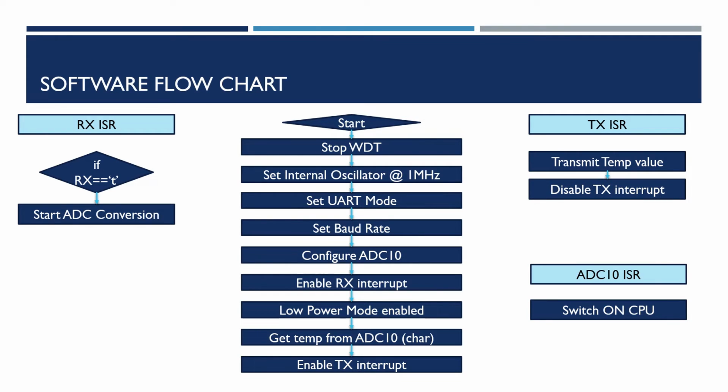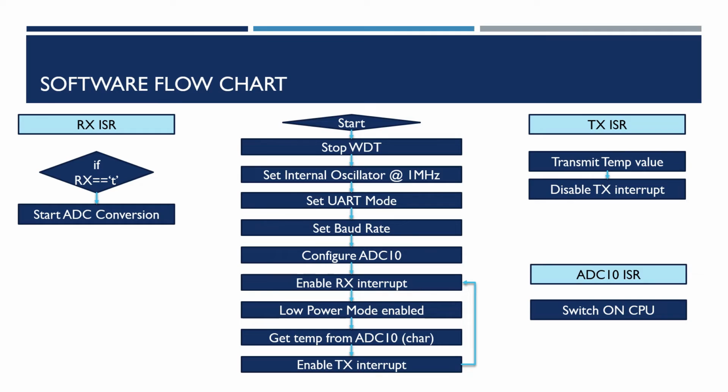The moment we do that, the transmit ISR is invoked, wherein we transmit the temperature value and then we disable the TX interrupt. Once this is done, we are back into the main flow, wherein we again begin from enabling the RX interrupt. So basically this whole program runs in a loop. And again, if we receive another request with the letter T, we start the ADC conversion and give the value on demand, whatever the temperature is at that point in time, and again transmit it.